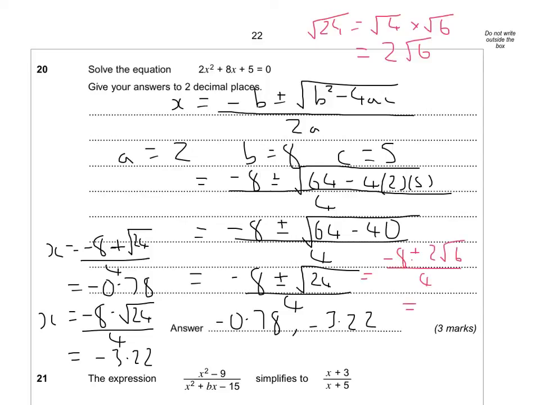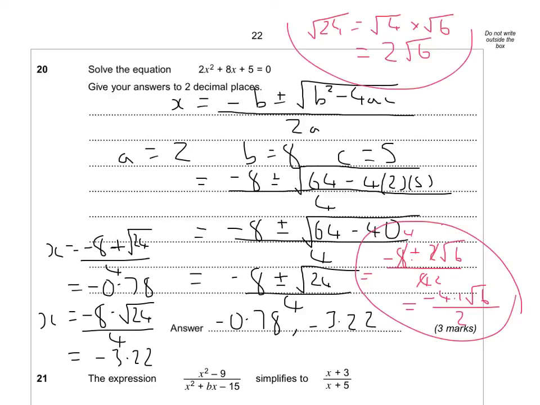Now, both the things on the top are even, so is the number on the bottom, so I can sort of divide through by 2. I get -4 plus or minus root 6 all over 2. I've sort of cancelled a factor of 2 there, a factor of 2 there, and a factor of 2 there. Okay, that, as I say, is completely surplus to this question, but just something nice to notice.